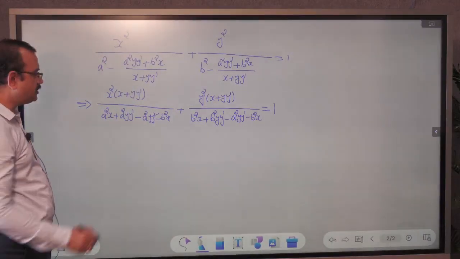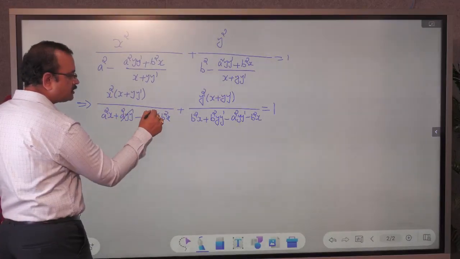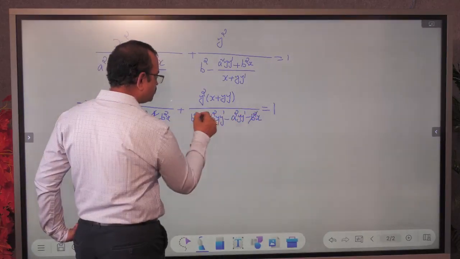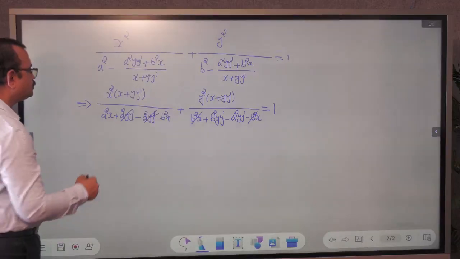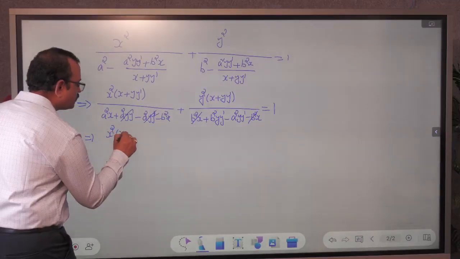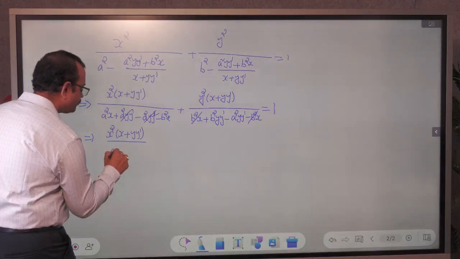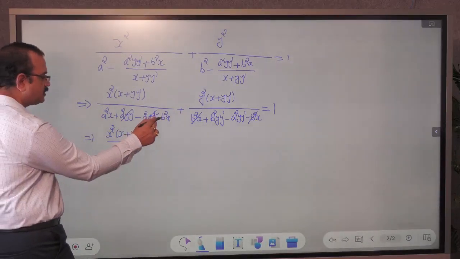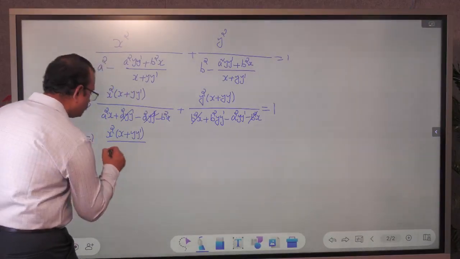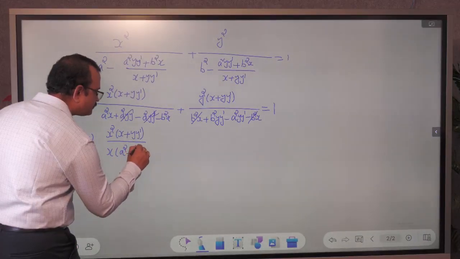Now I just simplify this here. So a square y dash and a square y dash will cancel out, and here minus b square x plus b square x cancels out. So what else remains? This implies x square into x plus y dash divided by, here what we have, a square x minus b square x. If you take x as common, then we can write it as a square minus b square.